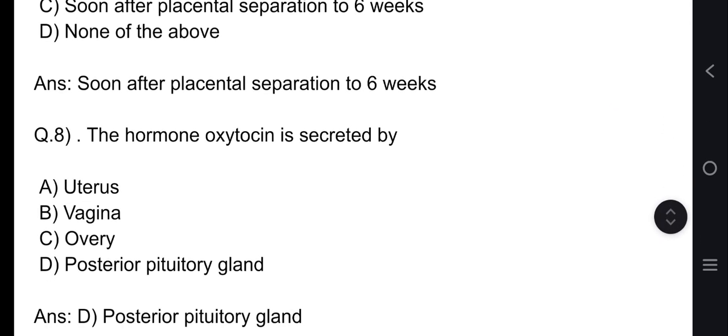Question number 8. The hormone oxytocin is secreted by A. The uterus, B. Vagina, C. Ovary, D. Posterior pituitary gland. आणि बरोबर उत्तर आहे D. Posterior pituitary gland.